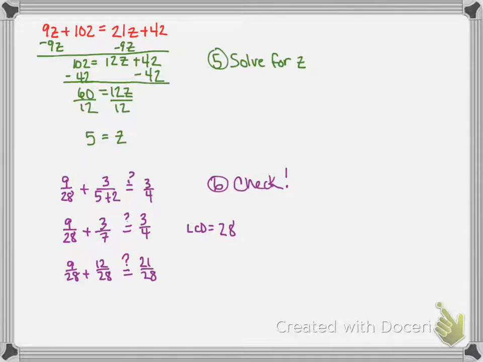9/28 stays the same. 7 times 4 is 28, so 3 times 4 is 12. 4 times 7 is 28, so 3 times 7 is 21. So I've got 9/28 plus 12/28. We're checking, does that equal 21/28? It does indeed. So z equals 5 checks out as a solution.